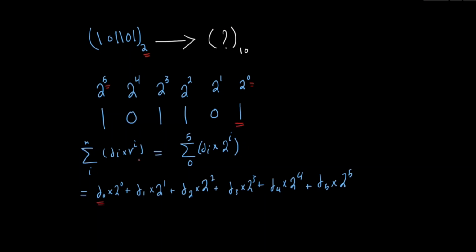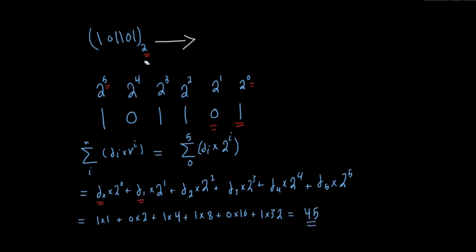And now let's plug the numbers in. That equals 1 times 1 plus 0 times 2 plus 1 times 4 plus 1 times 8 plus 0 times 16 plus 1 times 32, and that equals 45. So ladies and gentlemen, 101101 binary is 45 decimal.